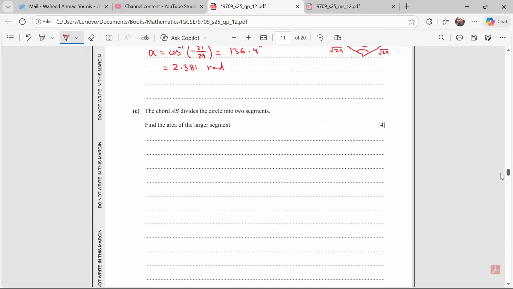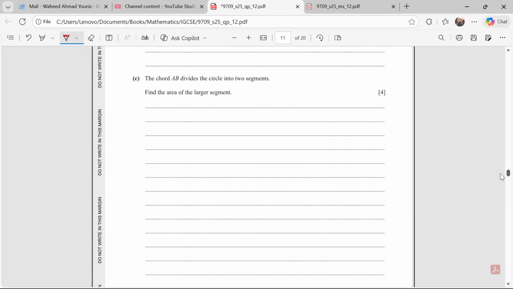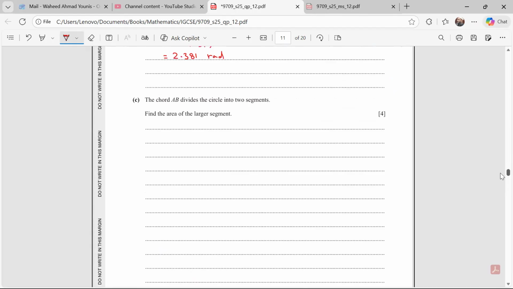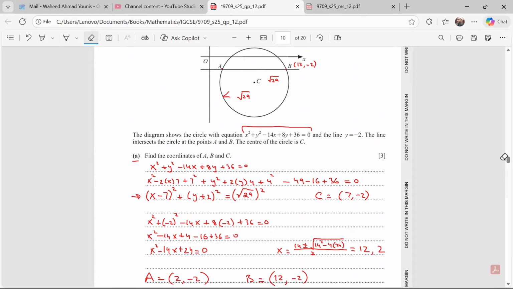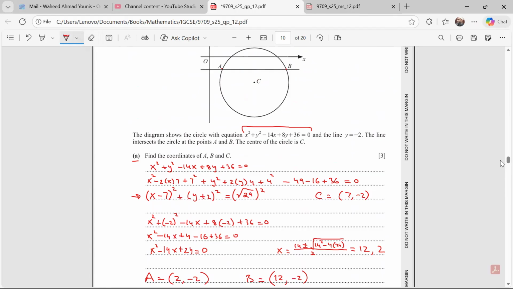Okay, now the last part: the chord AB divides the circle into two segments. Find the area of the larger segment. Okay, you see this chord AB. Let me remove some of the things here to make it look simple. So they say that they have two circles. One is this one, and one is this one. So we have to find the area of the biggest part.